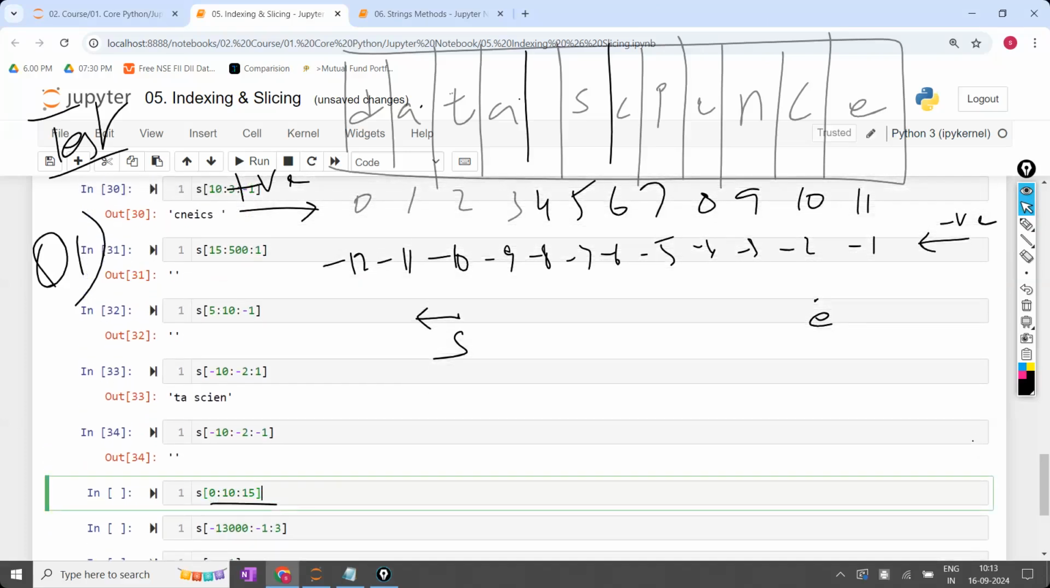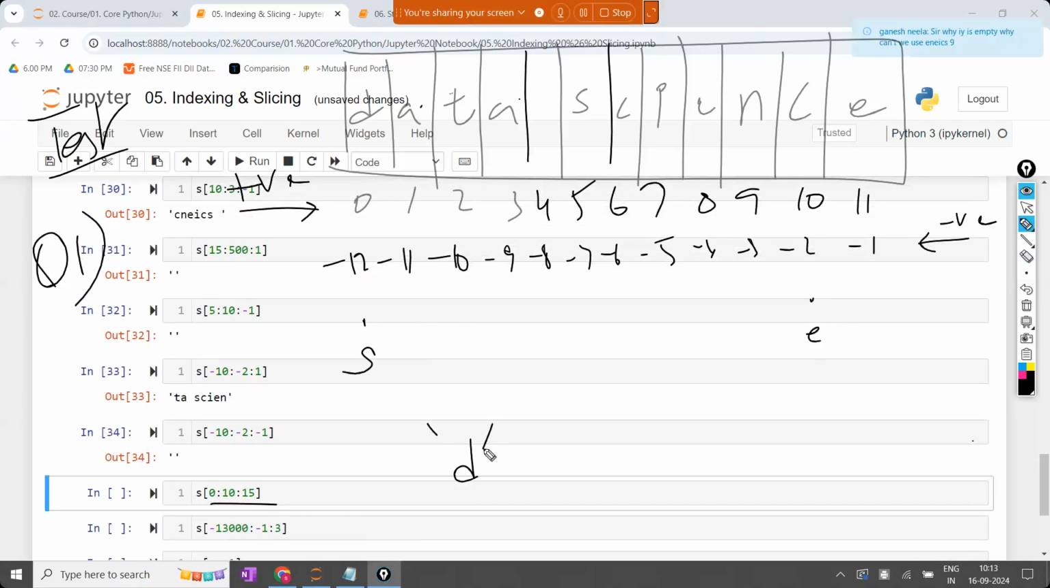0 to 10 with the increment of 15. 0 is the starting point, 10 is the ending point, with the increment of 15. Increment of 15 means the first D will be selected. After D, the next one is 0 plus 15. In the 15th index, what is there? Nothing is there. So the output is only D.